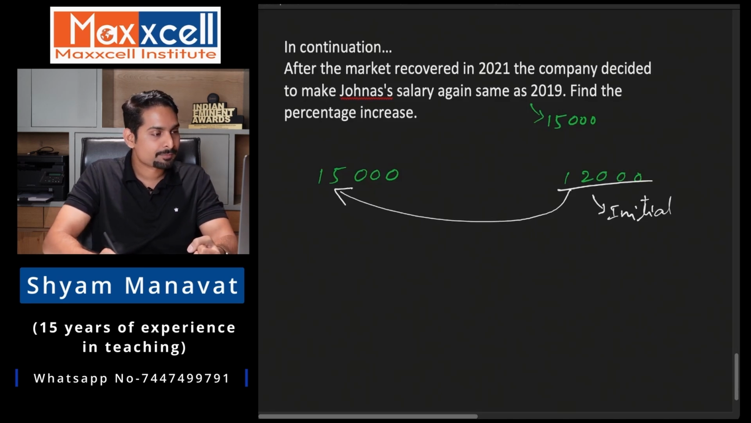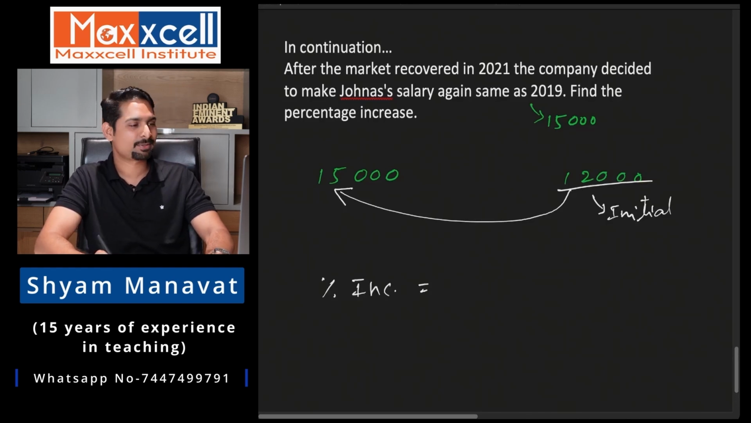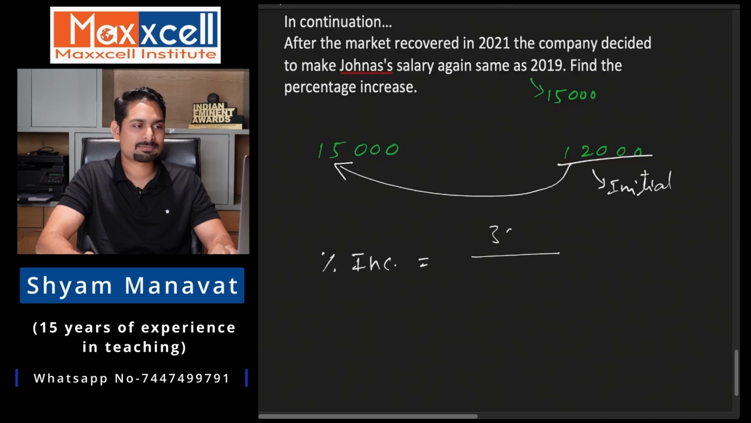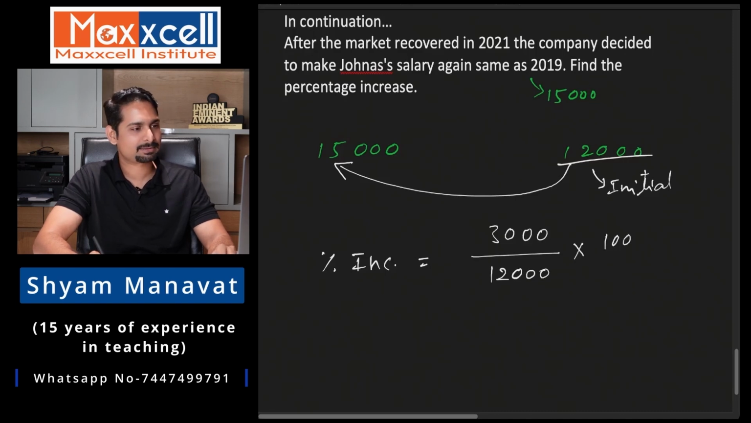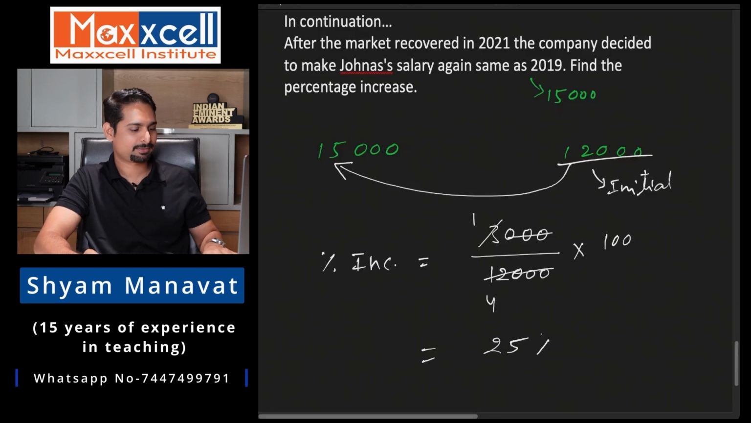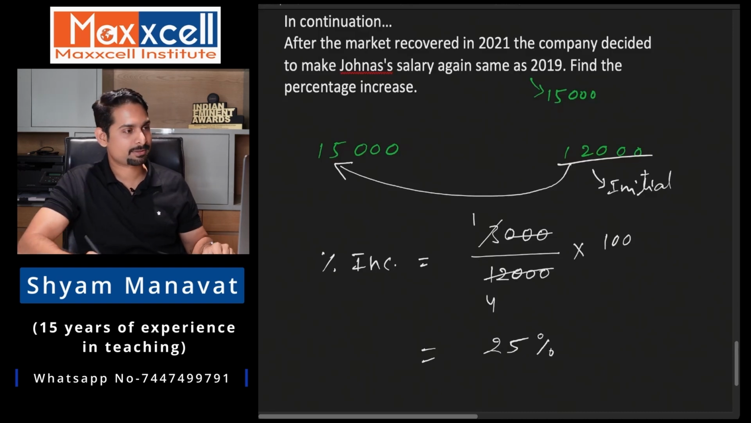So let's look at percentage increase. The salary has to increase now. So the percentage increase this time is the difference, which is 3,000 again, divided by the base value, which is 12,000 here. Multiply by 100 to make it a percentage. Simplify this and here you go. 3 4s are 12. Cancel 100, cancel by 4, and you are going to get 25%.